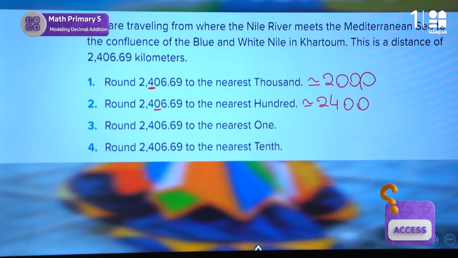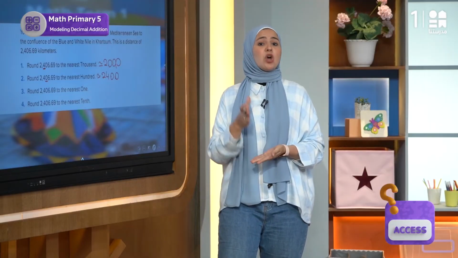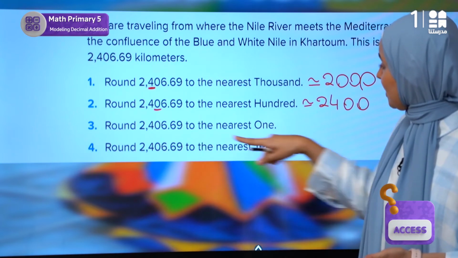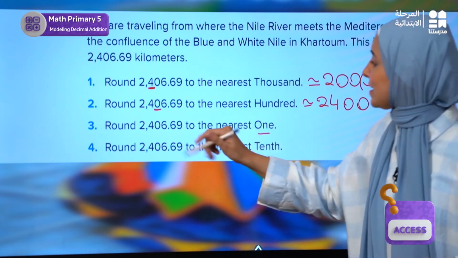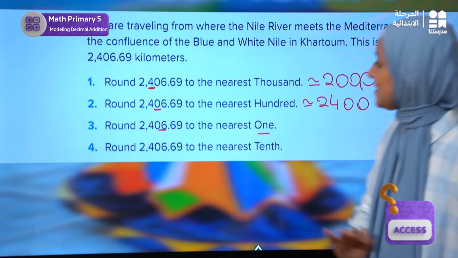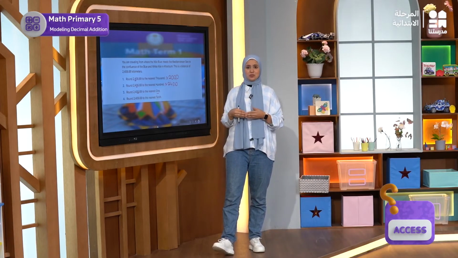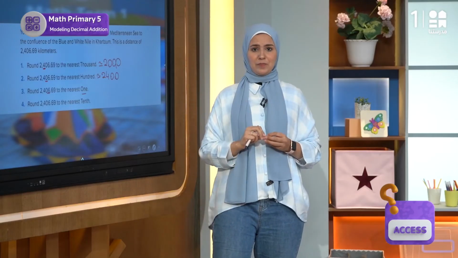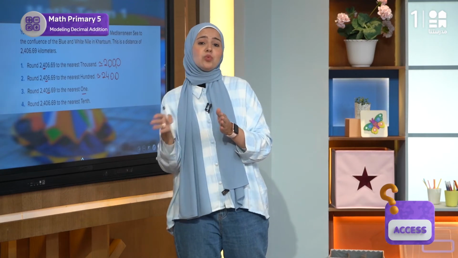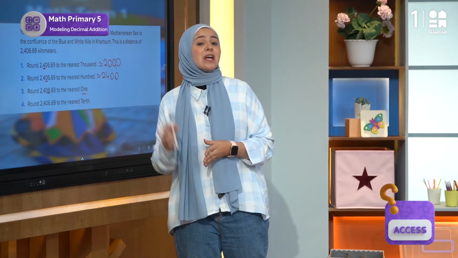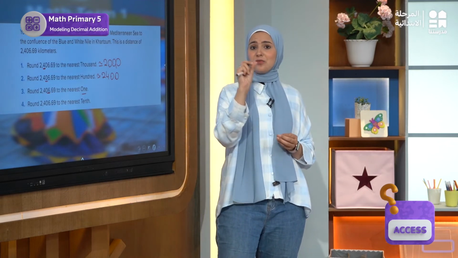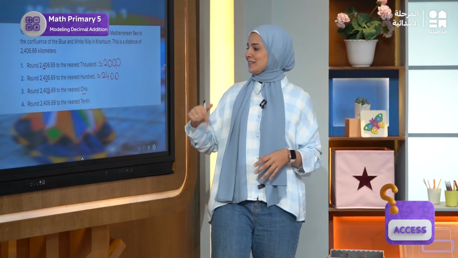Now, let's move to the next question. What do we see? We want to round it to the nearest one. What is my digit? The digit is 6. Now, we're going to look at the number next to it, at the right place. It's 6/10, and it makes the digit add 1. So what does the number become? The number after rounding to the nearest one is going to be 2,407. Let's write it down.